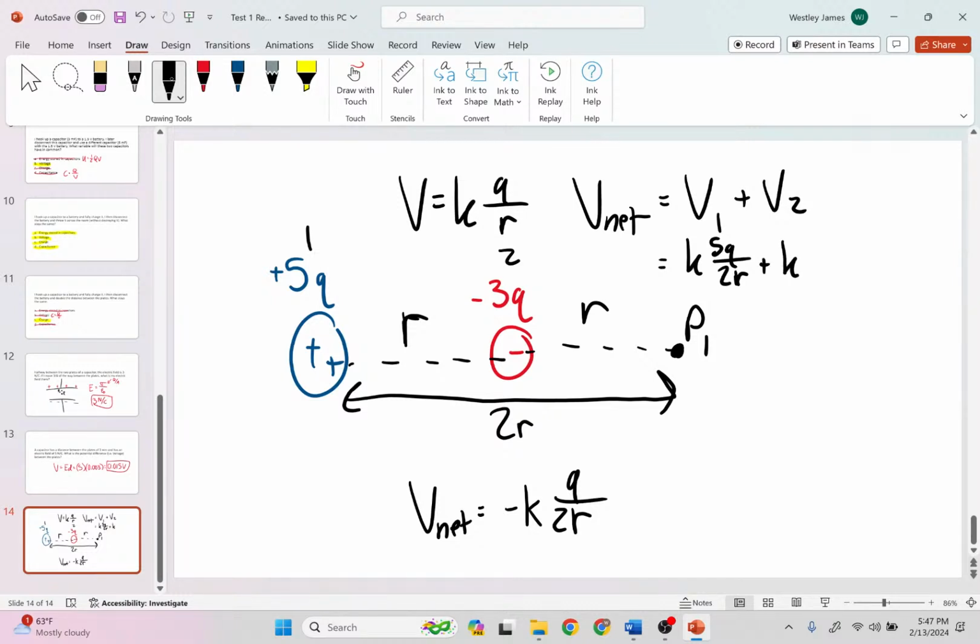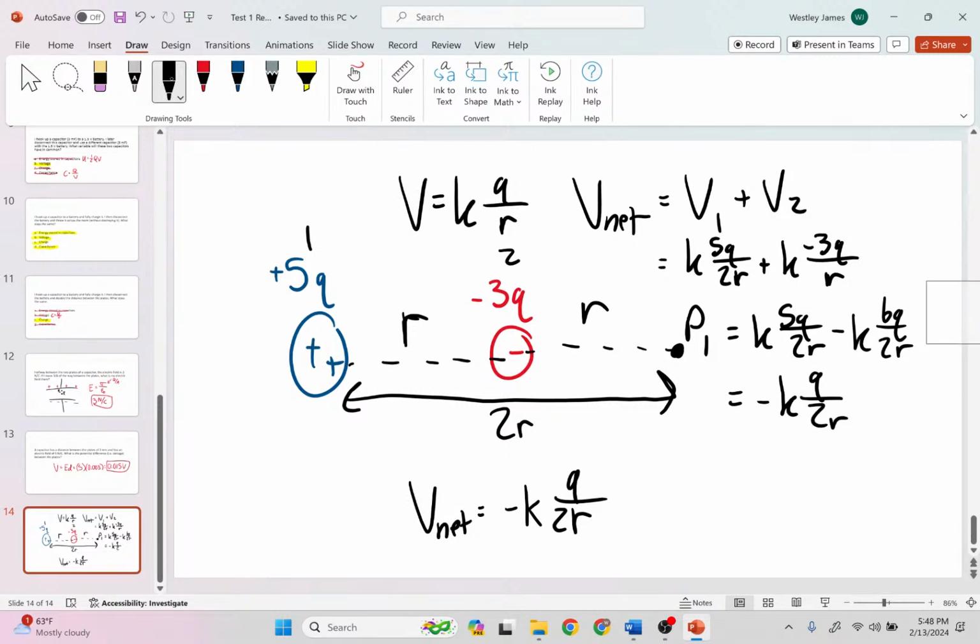Plus K, when it comes to voltage, you do put the signs in. I didn't write an absolute value when I wrote down these equations. It is very important that you all put the signs in. That's negative 3q over r. Now, how did I get the final answer? Least common denominator, y'all. Least common denominator is 2r. But adding a negative is the same as subtraction. And we get our final answer.